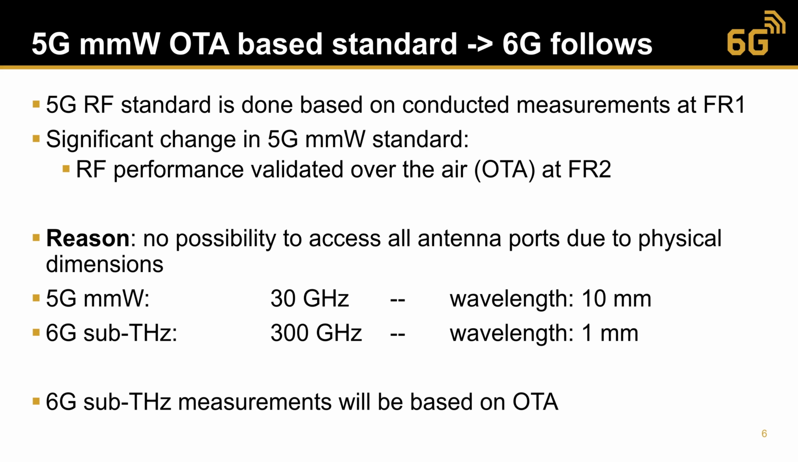High-frequency 6G systems will operate at even shorter wavelengths than 5G millimeter wave, and thus the physical constraints are even harder. For example, a 6G system at 300 GHz has a wavelength of 1 mm, while a 5G millimeter wave system operating at 30 GHz has a wavelength of 10 mm.